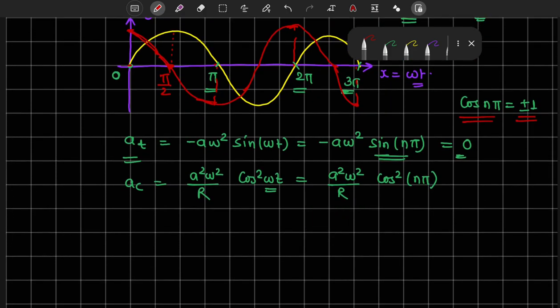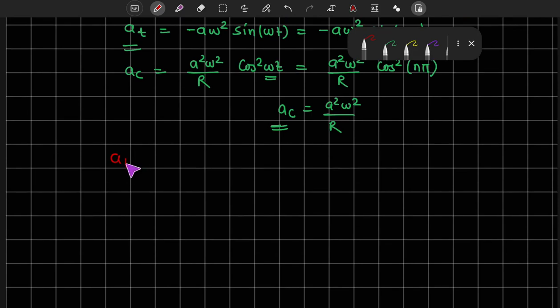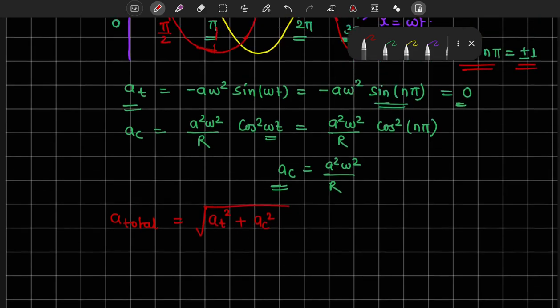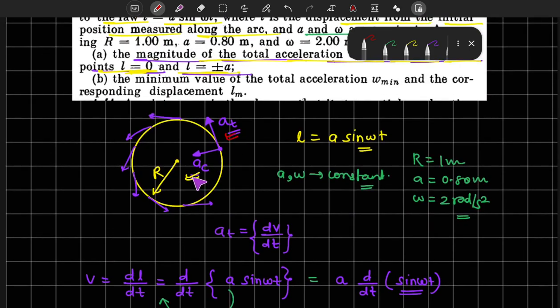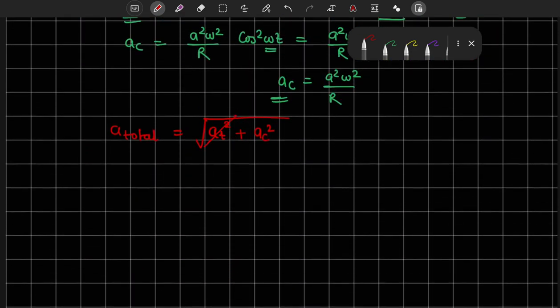So from here we will get a square omega square by r. This is the value of centripetal acceleration we got. Now if we write down the total acceleration, we can write it as square root of a_t square plus a_c square, because both the tangential acceleration and the centripetal acceleration are mutually perpendicular to each other. Here we can see a_t is 0, so a total we can write as a square omega square by r. Now substitute the numerical values of all the constants, then we will get 0.8 whole square into 2 whole square divided by 1, and from here we will get 2.56 meter per second square.